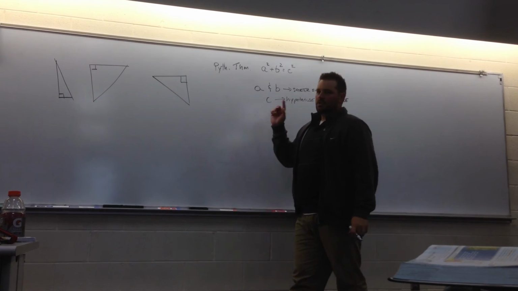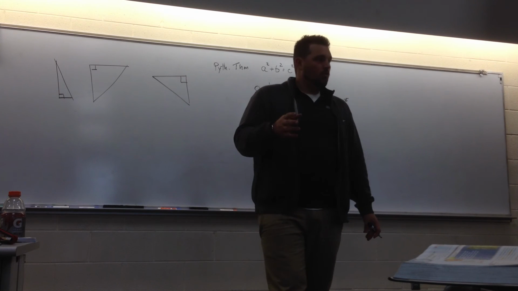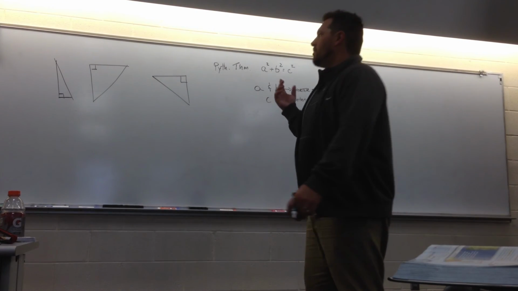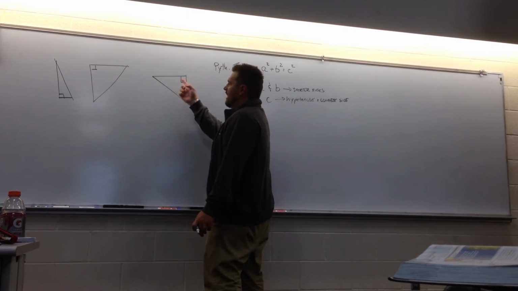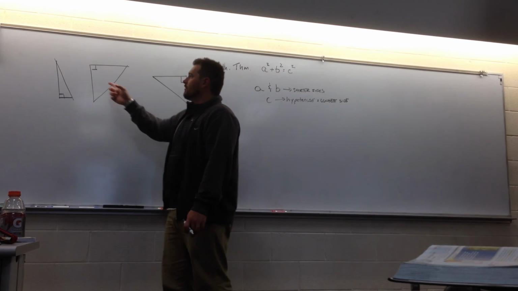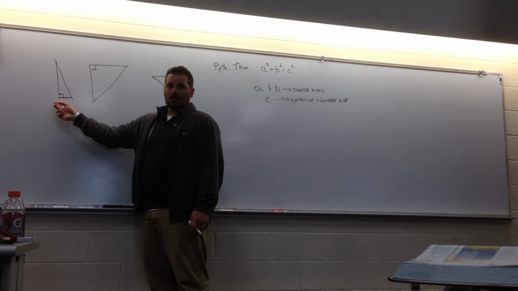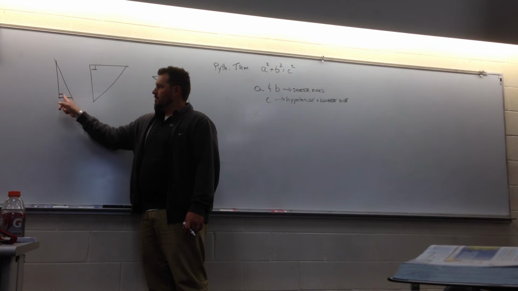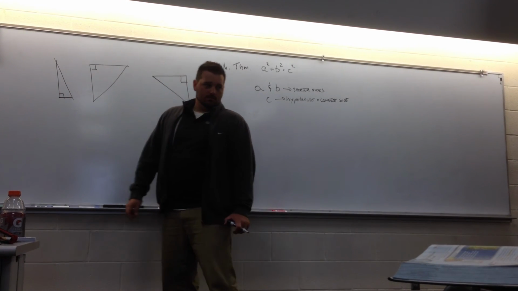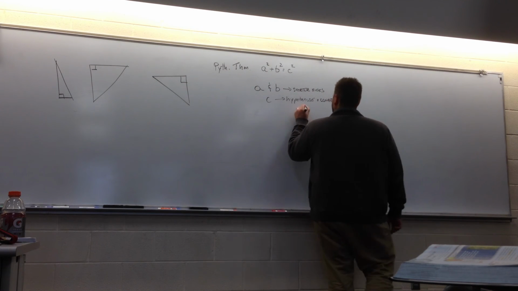Now, to figure out the hypotenuse, if you don't know which one it is, the hypotenuse is always the side that's opposite of the 90-degree angle. Or in other words, the box from the right angle points at the hypotenuse. Okay?